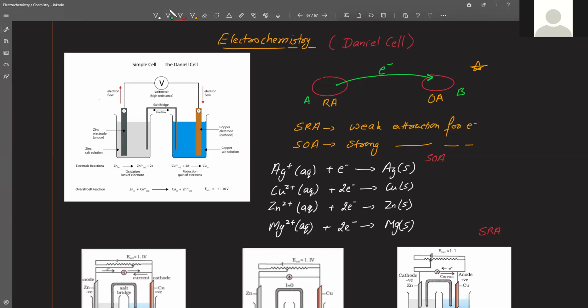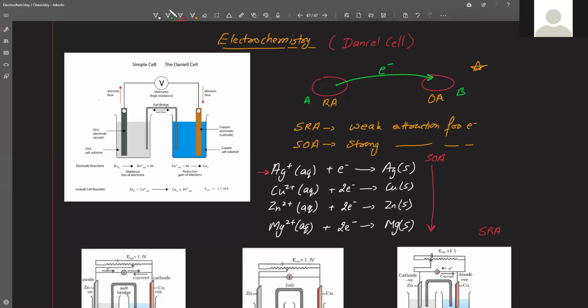What does that mean? Simply, when you come down in this series, this process is reduction, but Ag+ will cause oxidation of others. Cu2+ will cause oxidation of others. Wherever this reaction is happening, the other component in that reaction will be undergoing reduction.